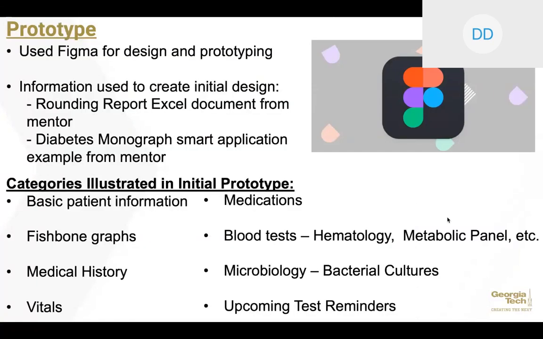For the initial prototype, we used a software called Figma for the design and prototyping. Again, drawing on our sources for data, we have the rounding report that Greg gave us in the form of the Excel document. He also gave us a diabetes monograph smart application, which is an example that had some good details on what we could put in. Using that, we broke down the categories into the following: basic patient information, fishbone graphs, medical history, vitals, medications, blood tests, microbiology, and upcoming test reminders. Next slide.